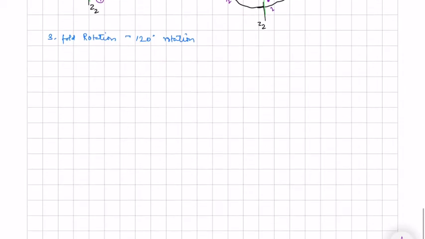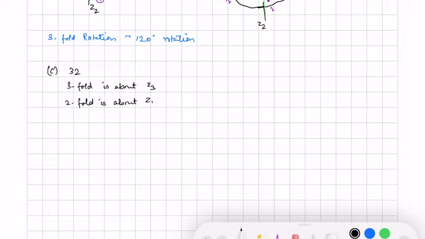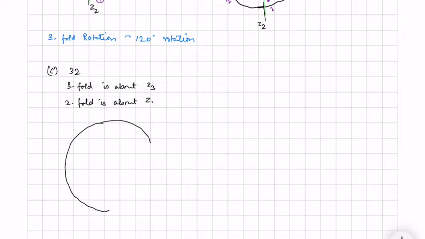Now let us move to another one, that is 3-2. So here the 3-fold is about Z3, whereas the 2-fold is about Z1. So let us have a circle. Now let us draw the circle and see the projection. Suppose this is the circle, along with its axes Z1, Z2, Z3.